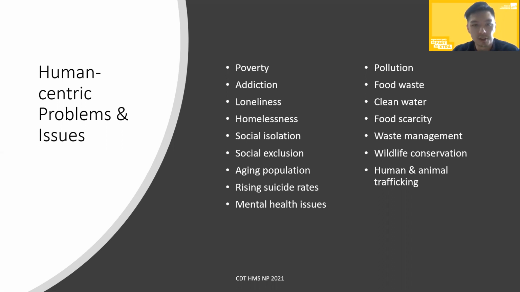But these are some that are linked to the communities and the issues that I just covered. So you have issues of poverty, addiction, loneliness when it comes to the elderly, and of course, social isolation. And in Singapore, we do have an aging population, and I think more and more there's also awareness of marginalized groups of people that suffer from mental health issues. And then, of course, you have more environmental issues that also affect us as people, where we have pollution, food waste, access to clean water, food scarcity, and also human and wildlife trafficking issues.